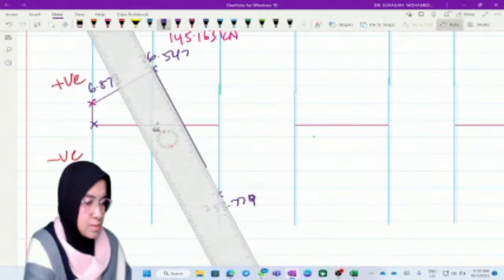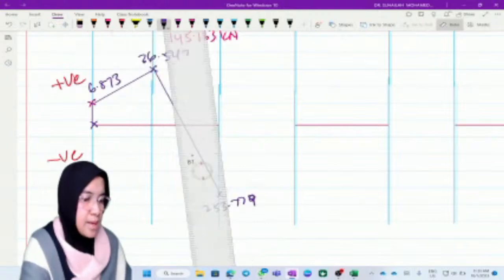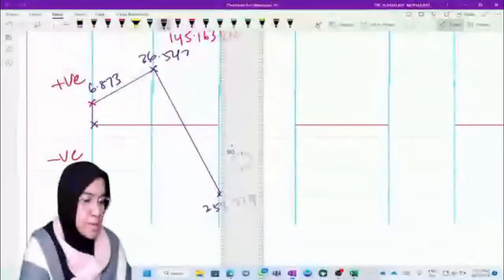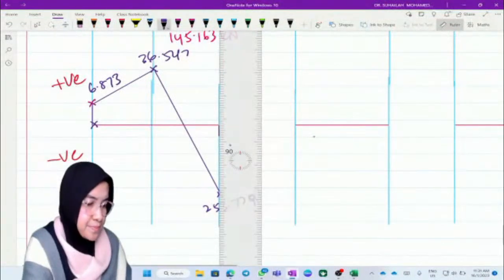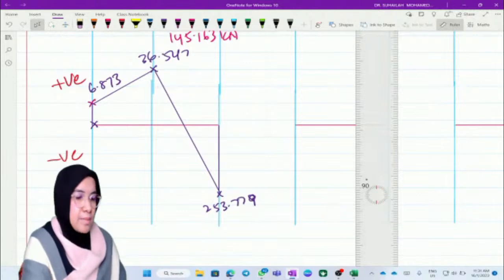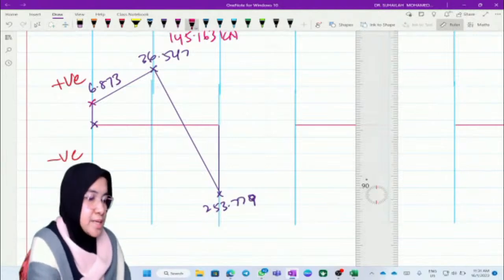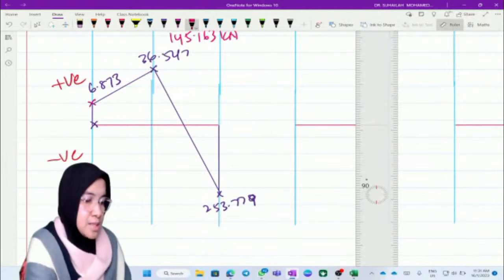Join and close. Remember to close the diagram. Okay, to close the diagram. So we get this. This is the bending moment diagram. This is positive, this is negative.